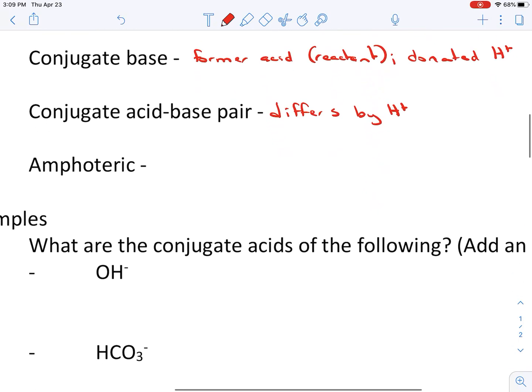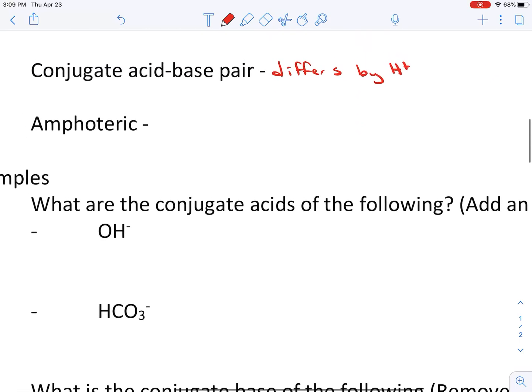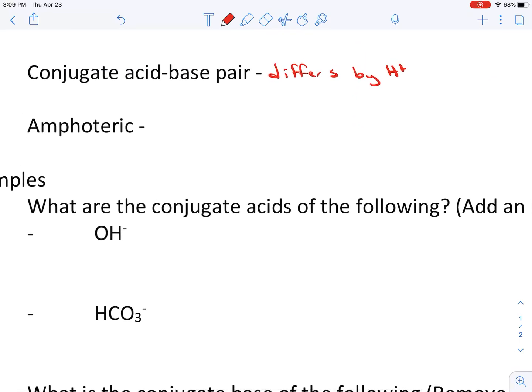And then we have our word amphoteric here. Amphoteric, our prefix amphi means either or. So amphoteric means it can act as an acid or a base. So it can act as an acid or a base.